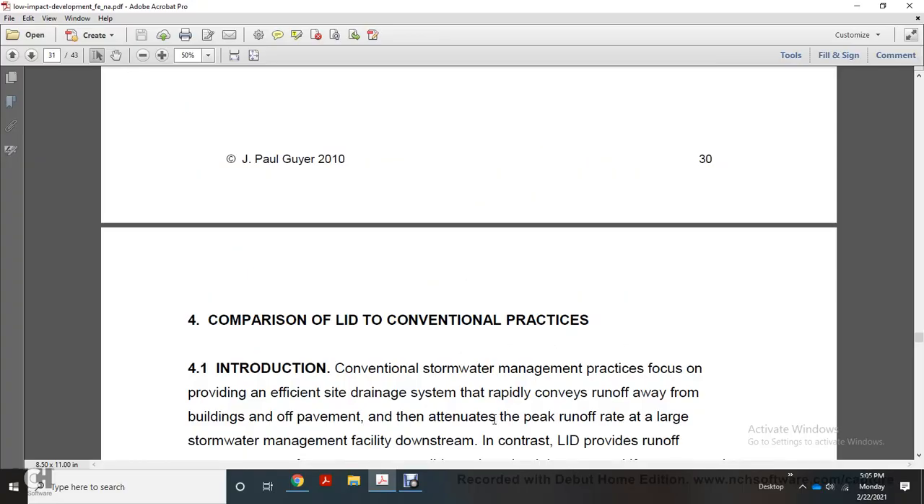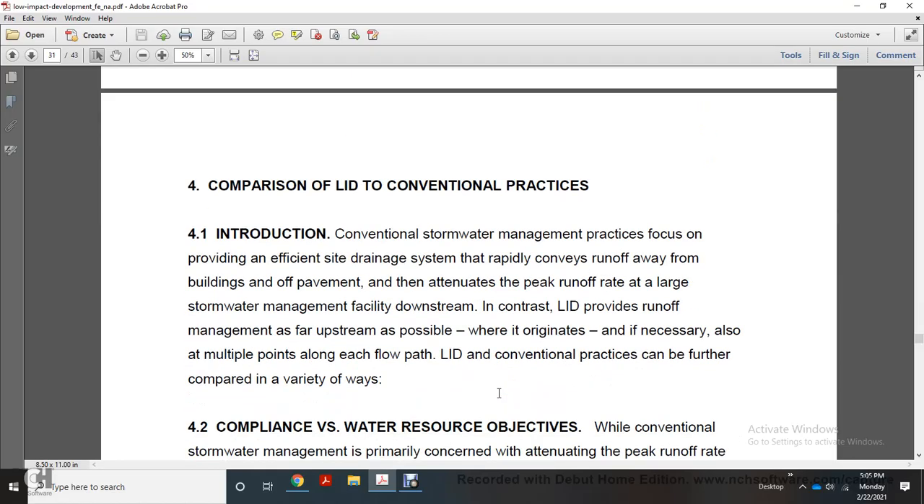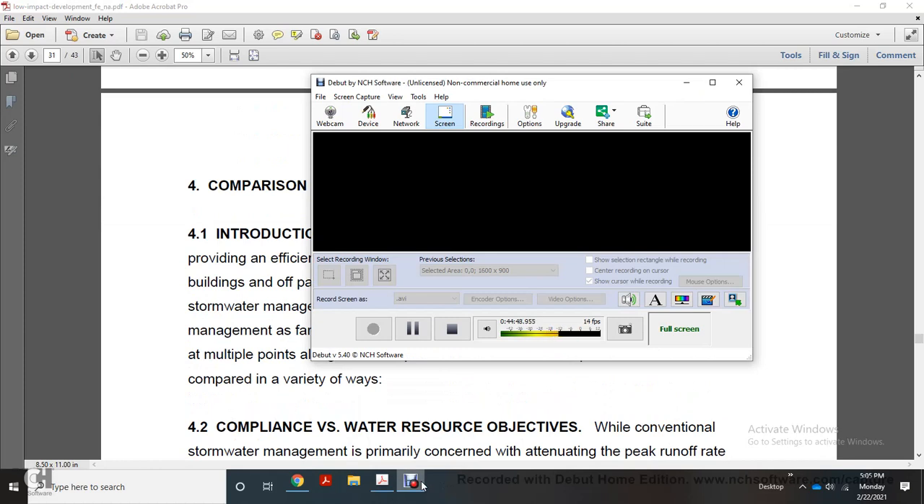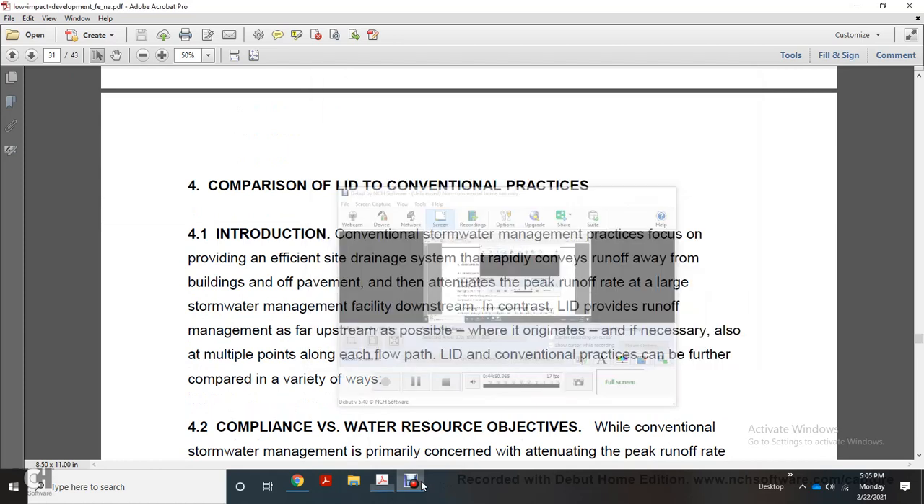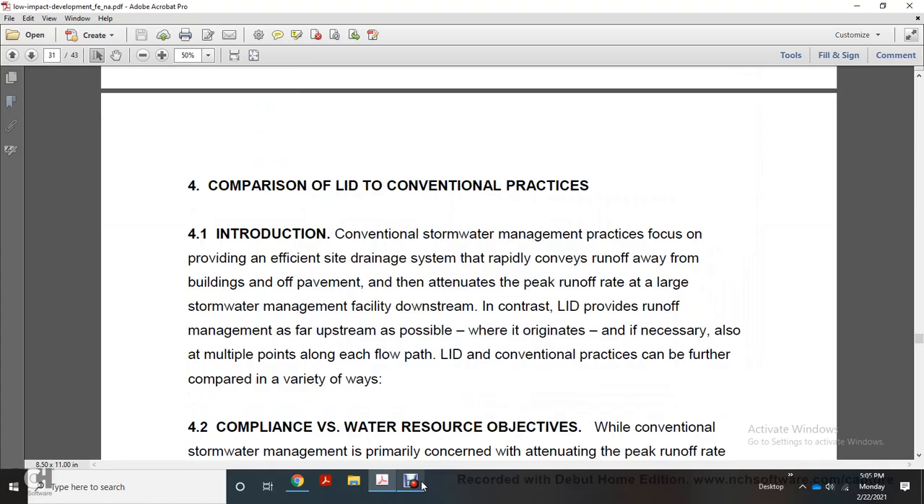Alright, 4. Comparison of low-impact development and conventional practices. Let me check the time right here. Alright, comparison of low-impact development and conventional practice.